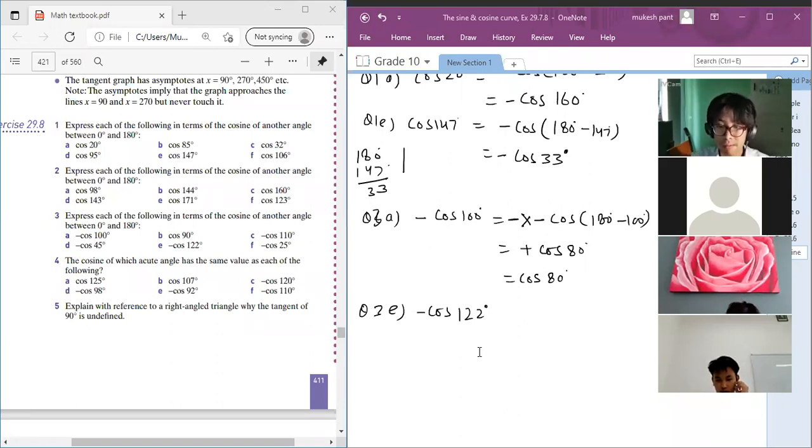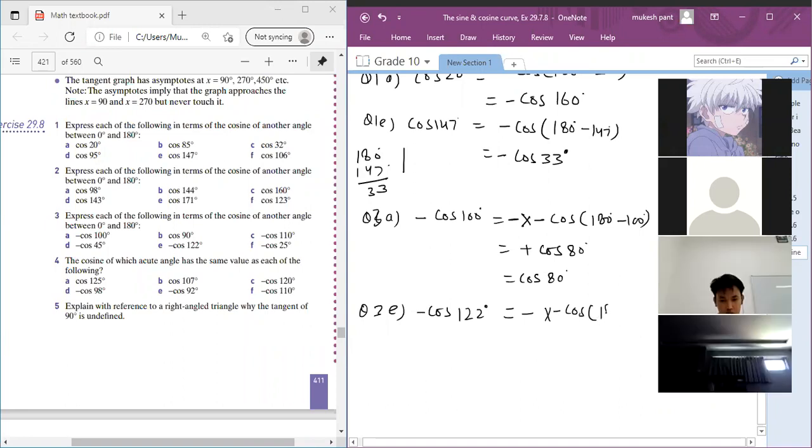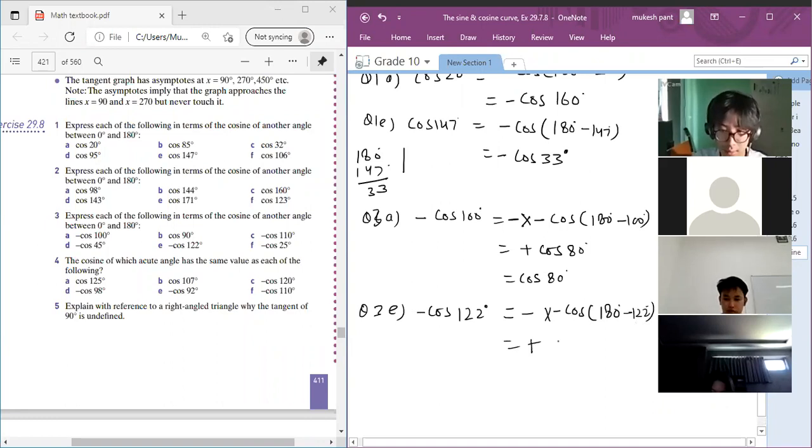Anybody else? Tyler? Cos 58. Okay, so this is right: minus and then minus cos becomes plus, so minus minus 122 gives plus cos 58 degrees. Absolutely correct, cos 58 degrees. So guys, you have to do the rest of the questions like this and complete exercise 29.7 and 29.8.